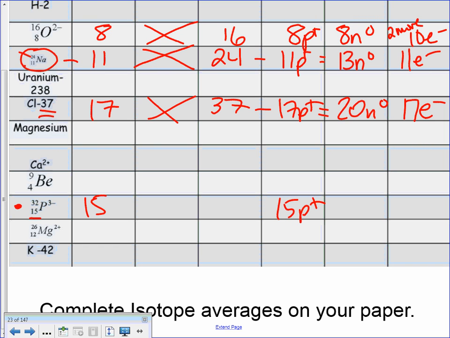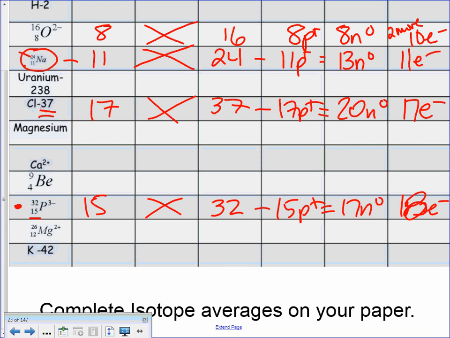Okay. What does the 32 tell us? Mass number. Good. So the third column is mass number. Let's immediately find neutrons now. So you did 32 minus 15, which gives us 17 neutrons to make up the rest of the mass. And then what does this 3 negative mean? 3 more electrons, right? That's how you get an overall negative charge. So how many electrons do I have? 18.